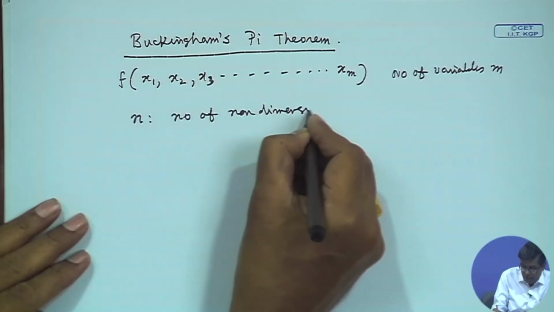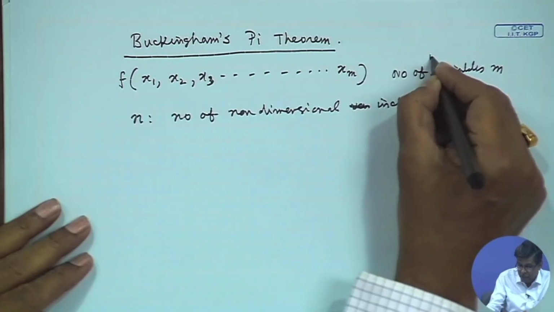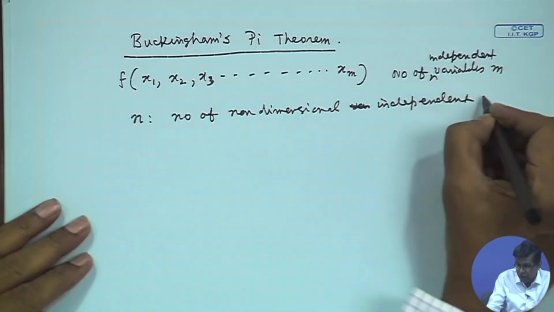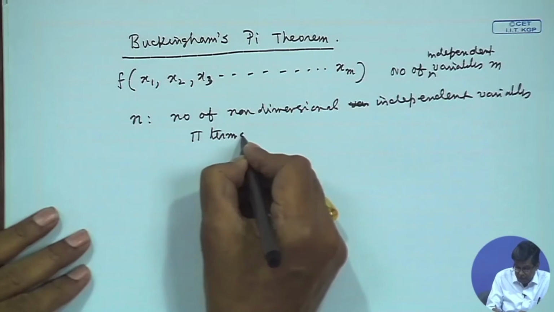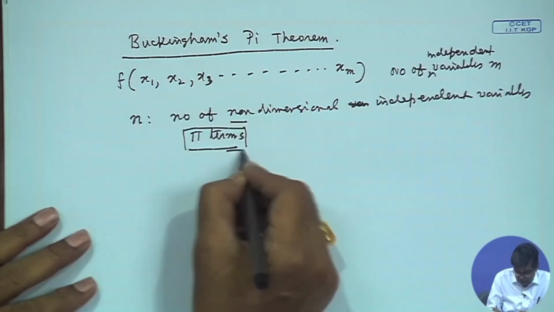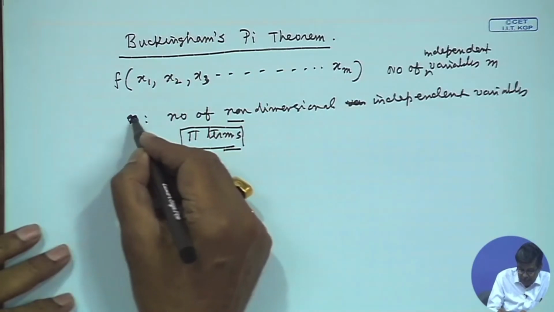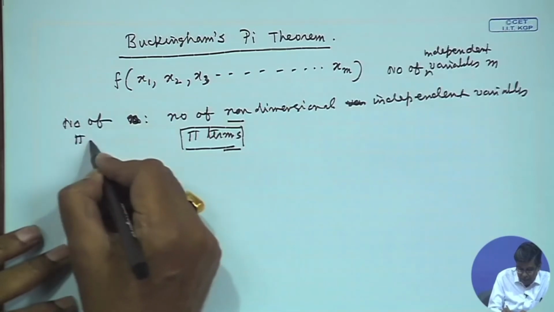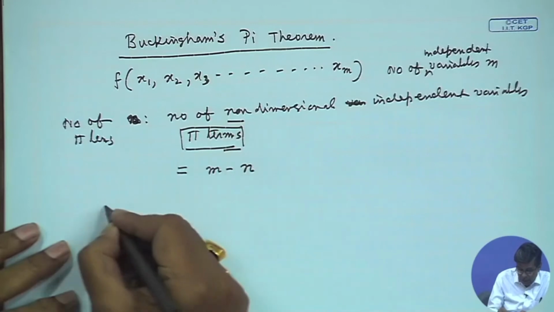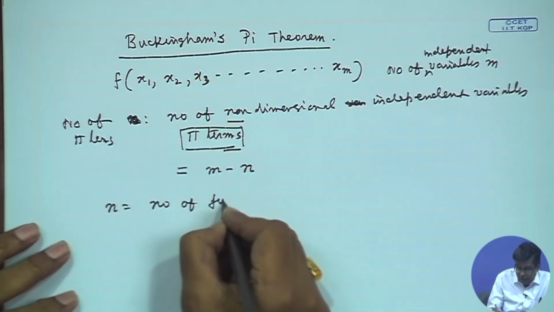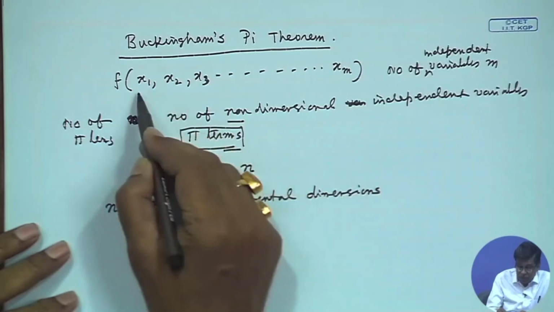If n is the number of non-dimensional independent variables, known as pi terms, then the number of pi terms, which is the number of non-dimensional independent variables, will be equal to m minus n, where n is the number of fundamental dimensions in which the variables are expressed.